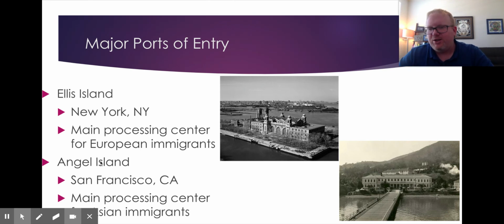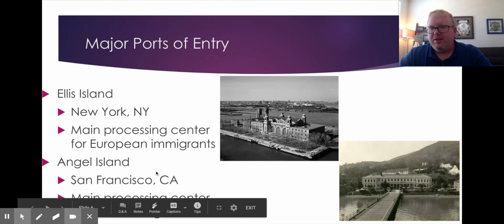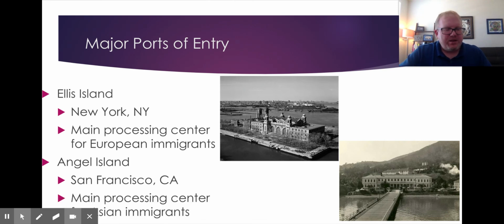So then in San Francisco, there was another main one. This is the other thing I want you to write down, star, underline, highlight, whatnot. It's called Angel Island. Angel Island was the main processing center for immigration on the West Coast. It was located in San Francisco, and it's a place you can visit as well. This was a picture of Ellis Island. This is a picture here of Angel Island.